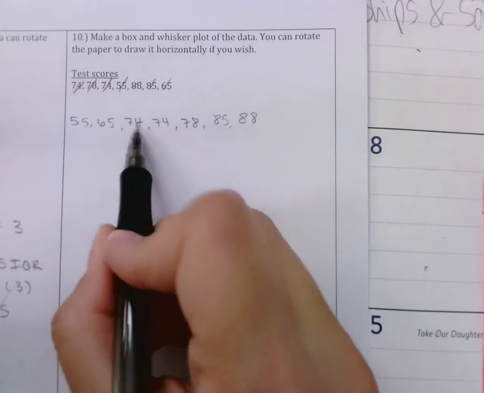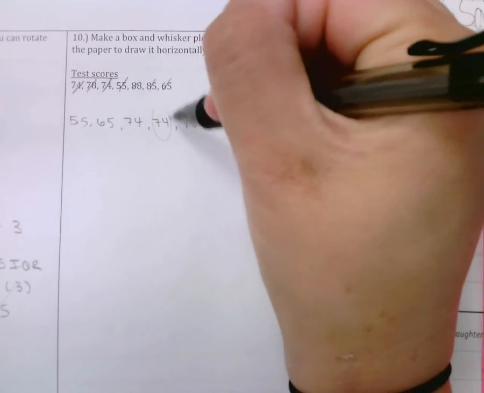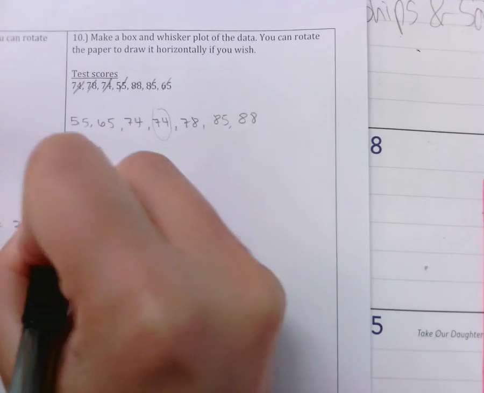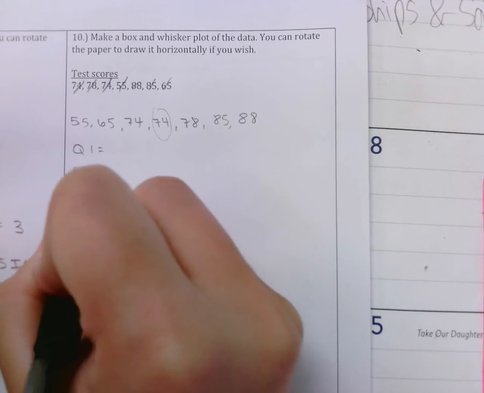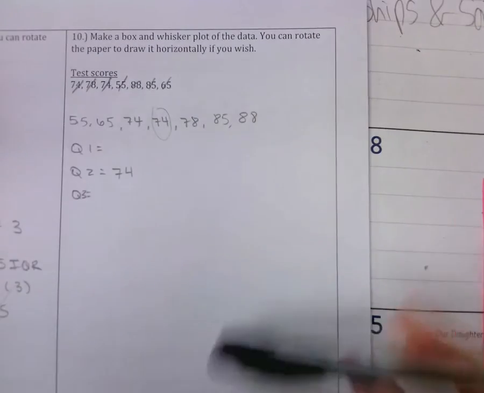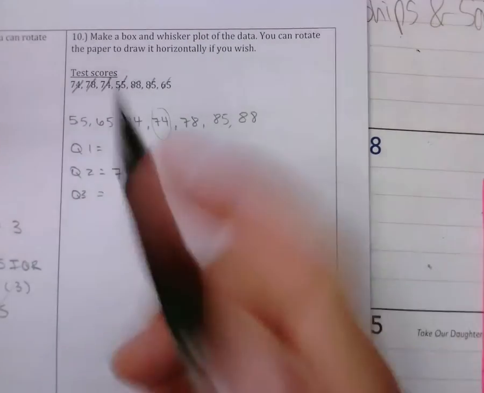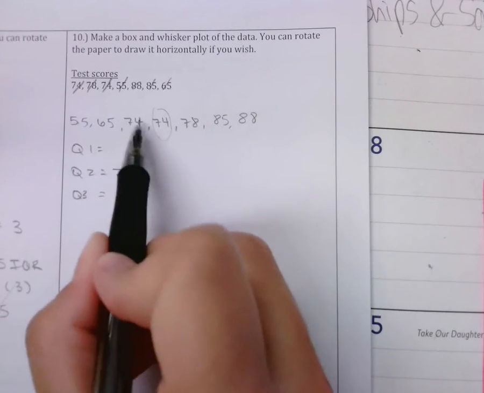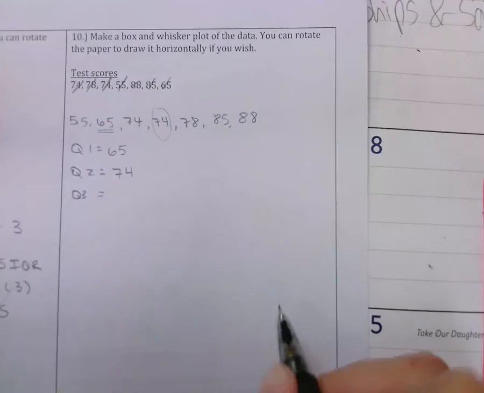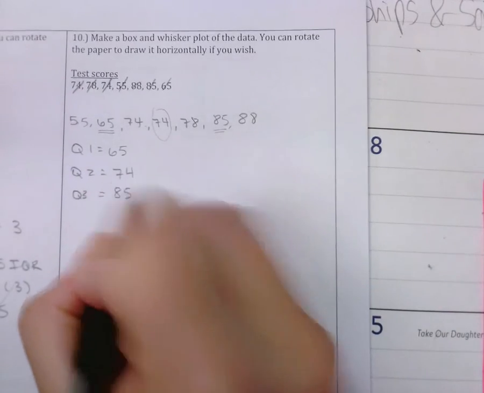So there are 1, 2, 3, 4, 5, 6, 7 data values. So right in the middle would split this into 3 and 3. So 74 is quartile 2. There are 3 numbers here, halfway between would be quartile 1. So 65 is Q1. There are 3 numbers here, halfway between would be 85. That's Q3.